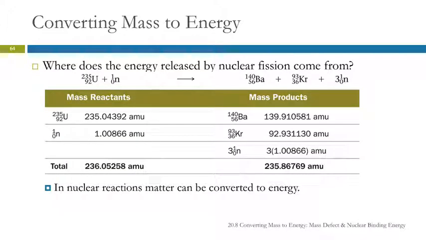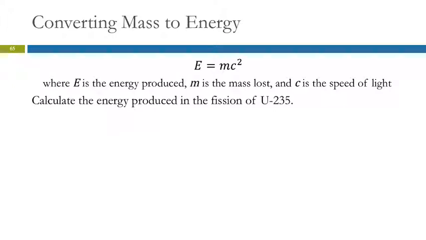So the first thing we have to do is figure out, well, what is the mass difference there? So I pulled up my calculator here, 236.05258 minus 235.86769. So the loss in mass is equal to 0.18489 atomic mass units. Do you remember what the speed of light is? 3.0 times 10 to the 8th meters per second.